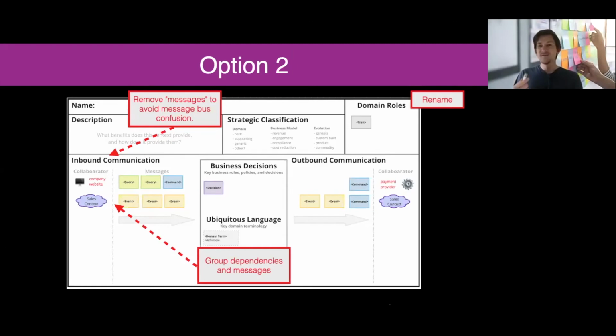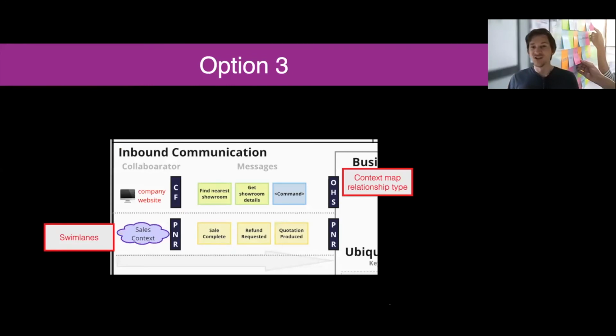And then we had some feedback on this one from a complete beginner who said, why are there no queries, for example? Because we put this line in between collaborator and messages, it wasn't clear what we meant. What we meant is it's actually swim lanes. So in each horizontal lane, the website is issuing this query and this command. The sales context is publishing these events. So we thought this might make it clearer.